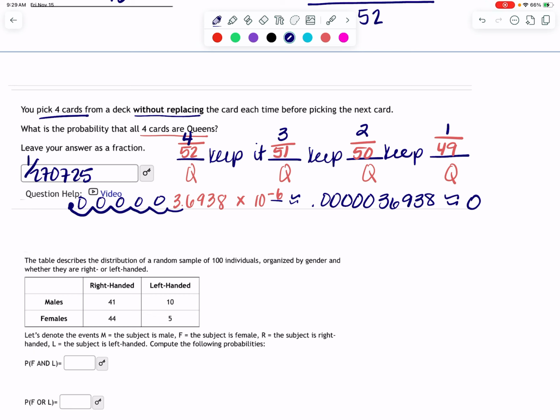Hold on. Oh, no, I was wrong. The probability of being struck by lightning in any given year is less than 1 in a million. So this is actually significantly higher than that.